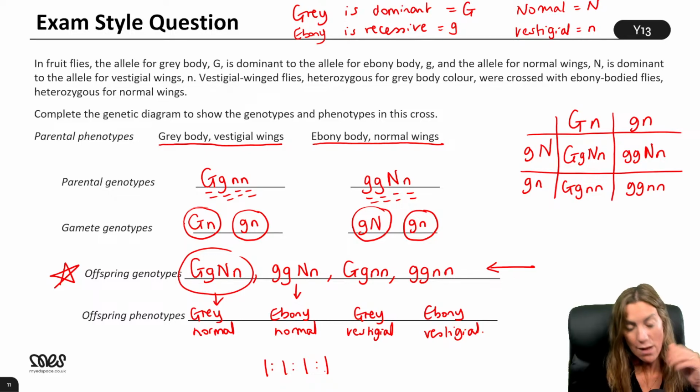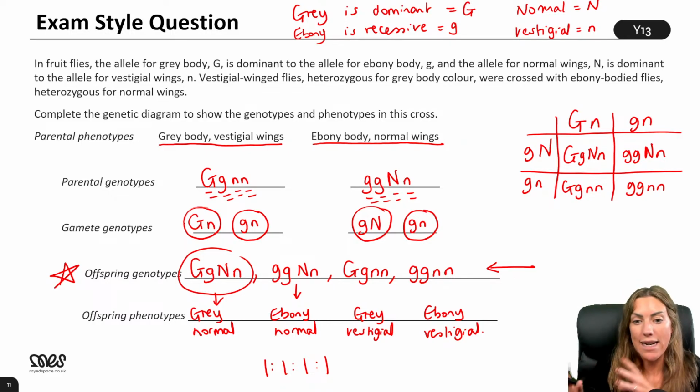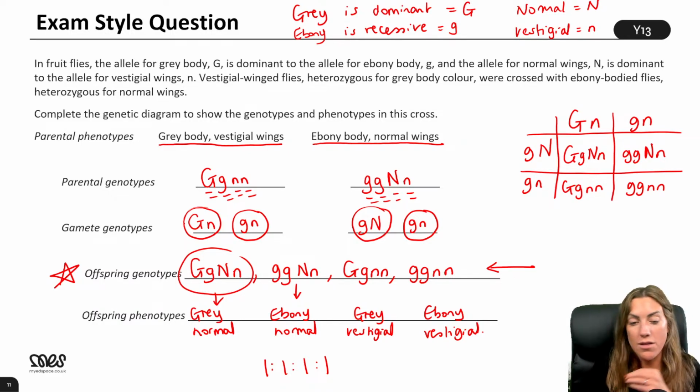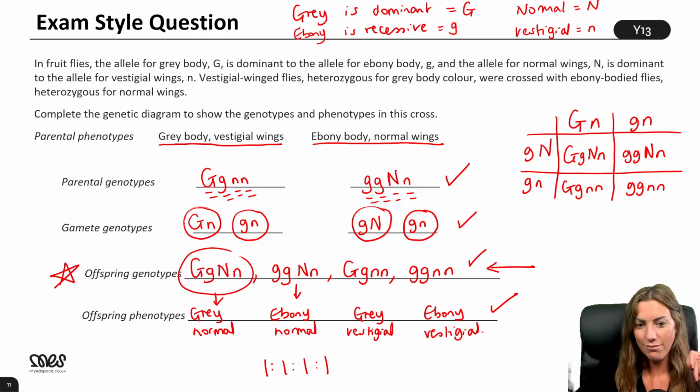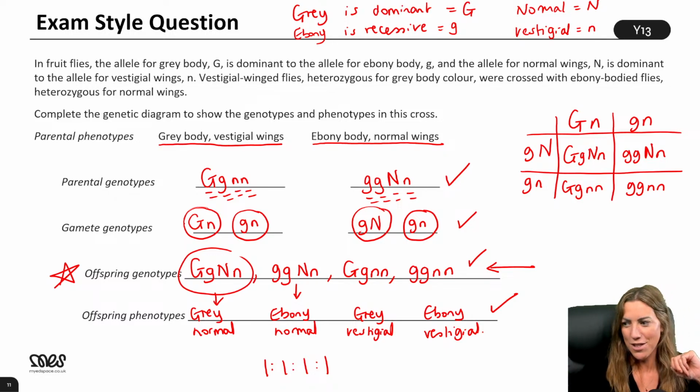Okay. Now that was a proper A-level exam question, and that was worth 4 marks. You didn't have to give the ratio. You would literally get a mark for getting the parental genotypes correct, a mark for getting the gametes correct, a mark for getting the offspring genotypes correct, and a mark for getting the phenotypes correct. Okay. Right, that was our last question.